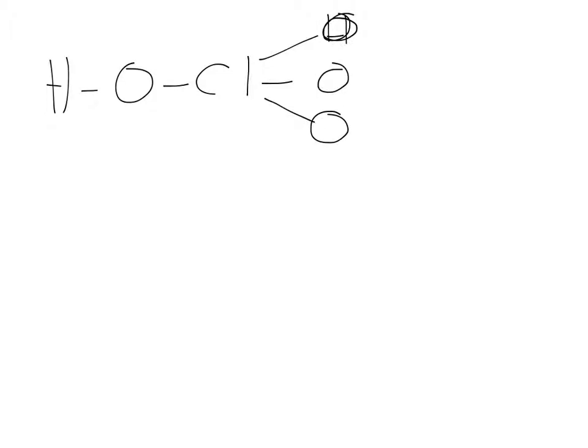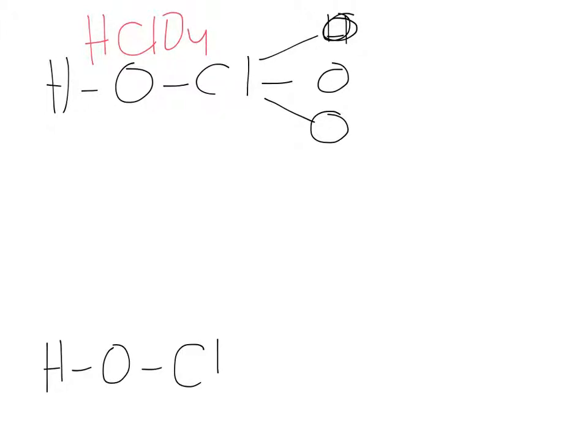H is always bonded to an oxygen, plus O, plus O, plus O. And then all the way down here at the bottom we have HOCl. What is the formula for the top one? What is the name of that? Strong or weak? Strong. What's the bottom formula? Hypochlorous acid. Strong or weak? Weak. The more oxygens, the stronger it is.